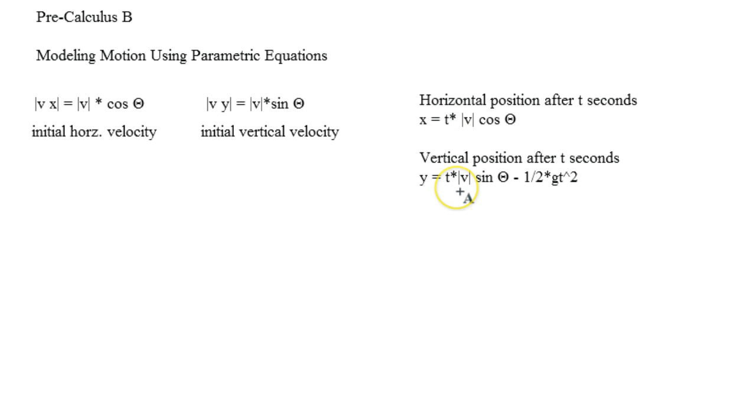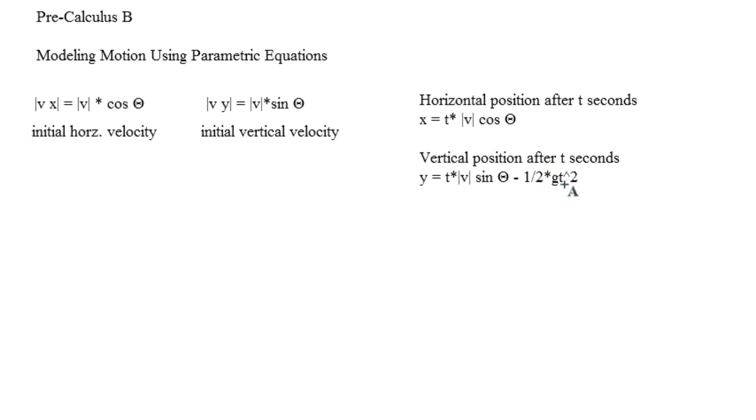Vertical is a little bit more complicated because you're acting with a force on it. Now, technically, we should be putting an air resistance force here for horizontal. But since we're beginning with elementary stuff of parametric equations, we'll just act like it's happening in a vacuum. Okay. Now, vertical position after t seconds, it's going to be the same thing as what horizontal is, except it's going to be the initial vertical velocity. All right, but minus 1/2 times g times t squared.